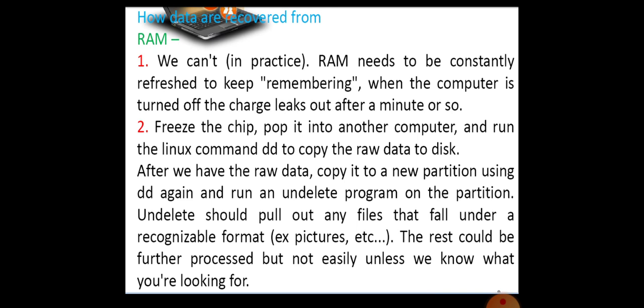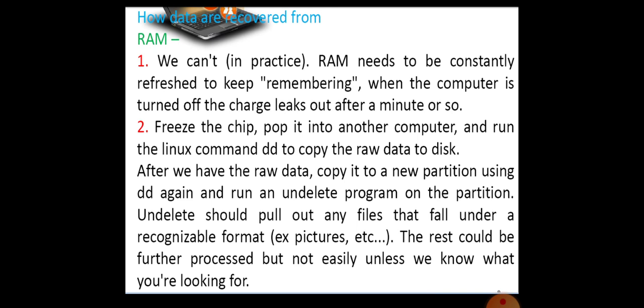Freeze the chip, pop it into another computer and run the Linux command dd to copy the raw data to disk. After we have the raw data, copy it to a new partition using dd again and run an undelete program on the partition. Undelete should pull out any files that fall under a recognizable format, for example pictures, etc. The rest could be further processed, but not easily unless we know what we are looking for.